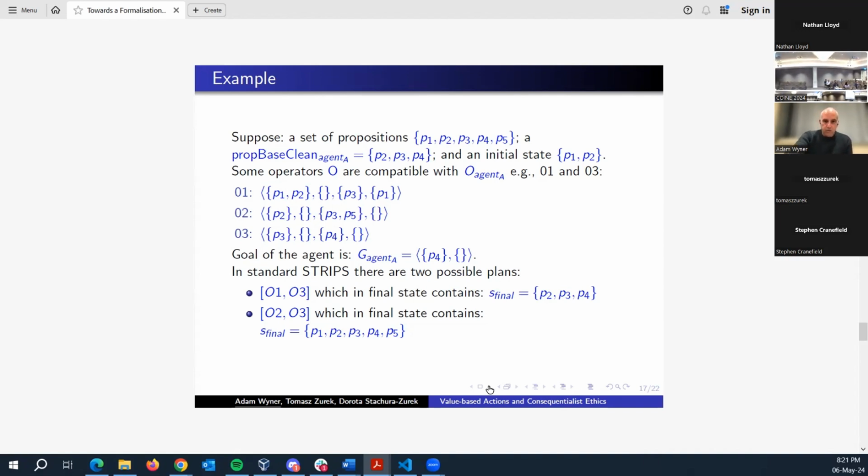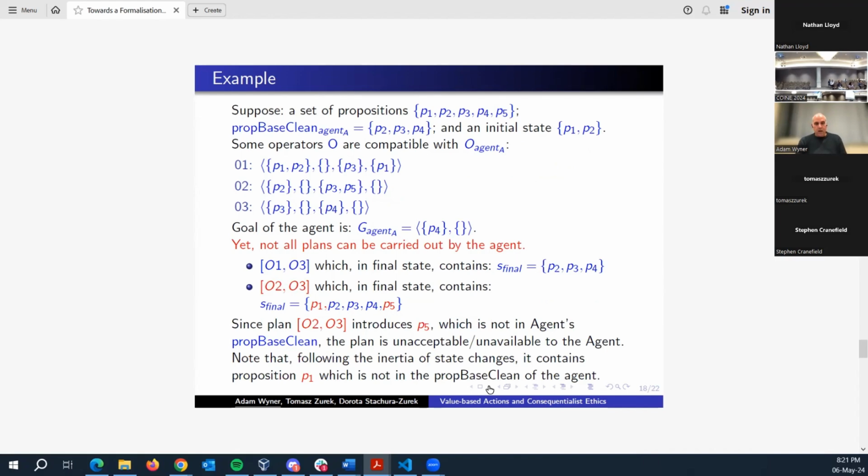In standard STRIPS, that is before we consider the agent's prop base clean, there may be two possible plans that we would have. That is, we could execute O1 followed by O3, which in the final state contains P2, P3, P4, or we could execute O2 followed by O3, which in the final state contains 1 through 5. Next slide, please.